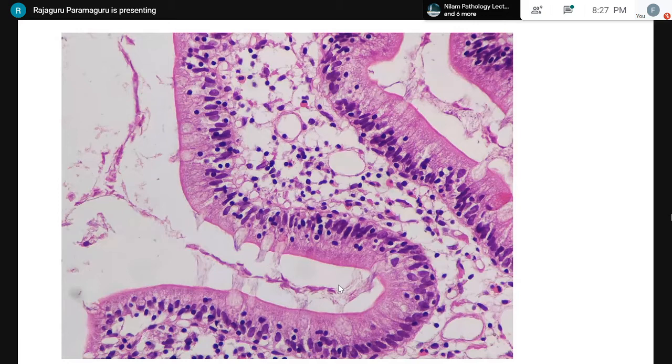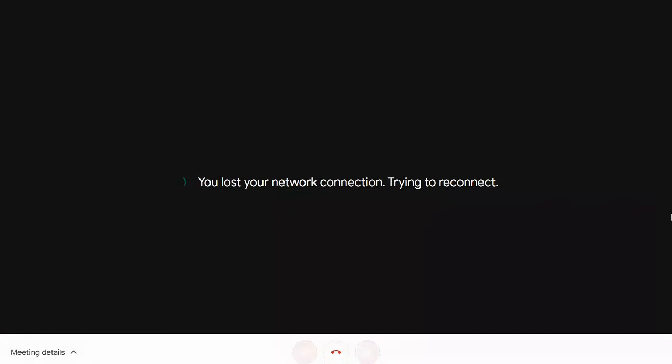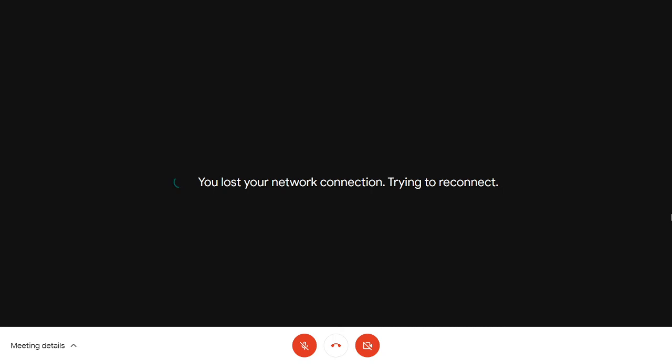So if an adult presents with giardia or any opportunistic infection and clinically seems to be immunocompetent, then just try to look for these plasma cells, and you can advise clinical workup also.